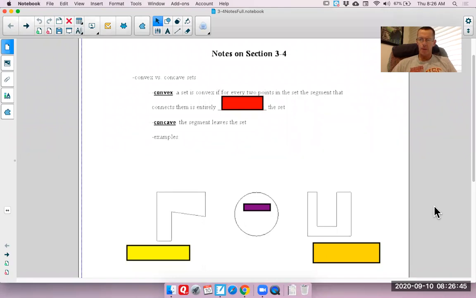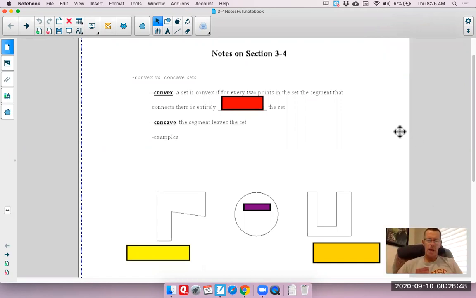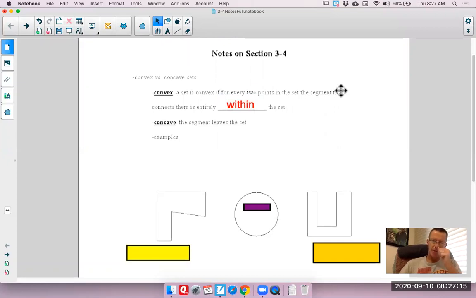So we're going to first talk about the difference between convex and concave sets, and in this case, we're talking about sets of points. A convex set is a set where for every 2 points in the set, the segment that connects them is entirely within the set. So it doesn't leave the set. And it's concave if the segment that connects any 2 points leaves the set.